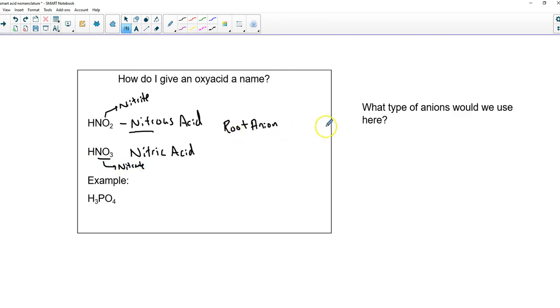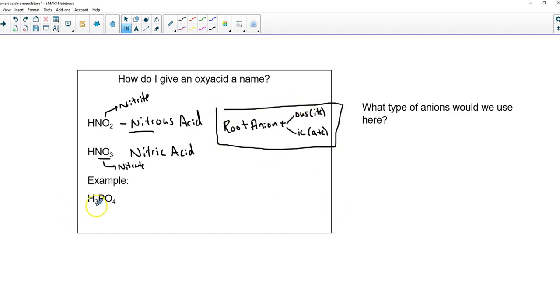So the root of the anion, and then we're either going to use as a suffix "ous" or "ic." And "ous" would be the "ite" version, and "ic" would be the "ate" version. Sometimes someone might say "icky" if you ate it. And then you just put "acid" on the end. And that is what we're looking at here for our main rule.